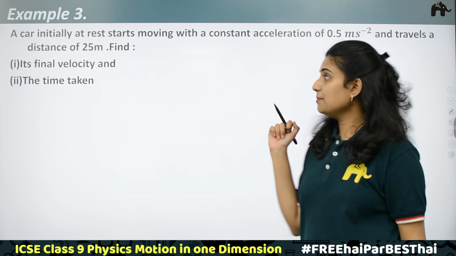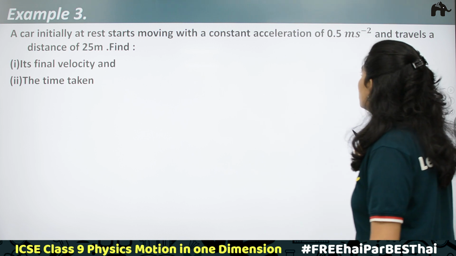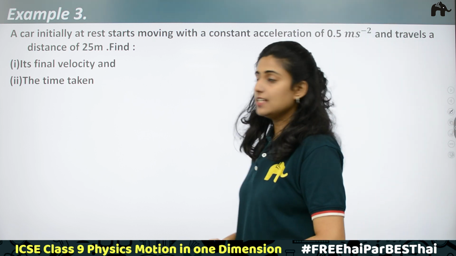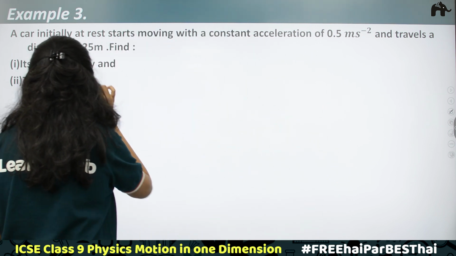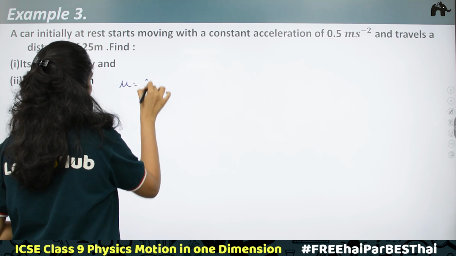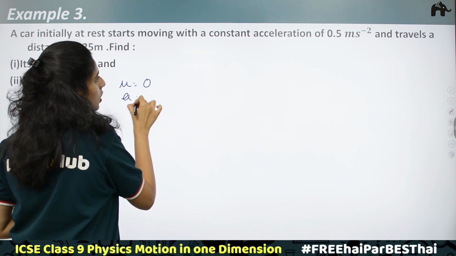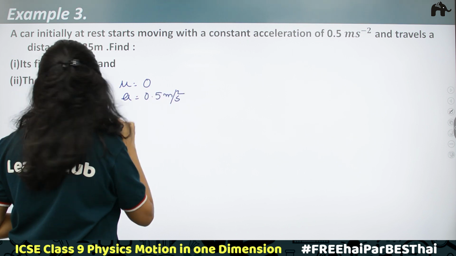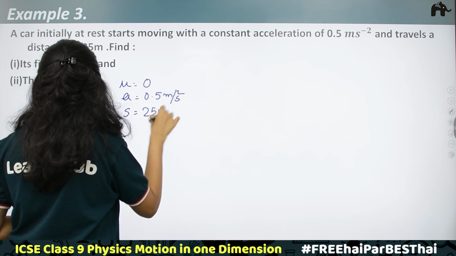Clear? Example 3. A car initially at rest starts moving with a constant acceleration of 0.5 meter per second square and travels a distance of 25 meter. Find its final velocity and the time taken. So here, given that a car is initially at rest, which means u is equal to 0. Constant acceleration is given, which is 0.5 meter per second square. Distance travelled is given, s is equal to 25 meter.